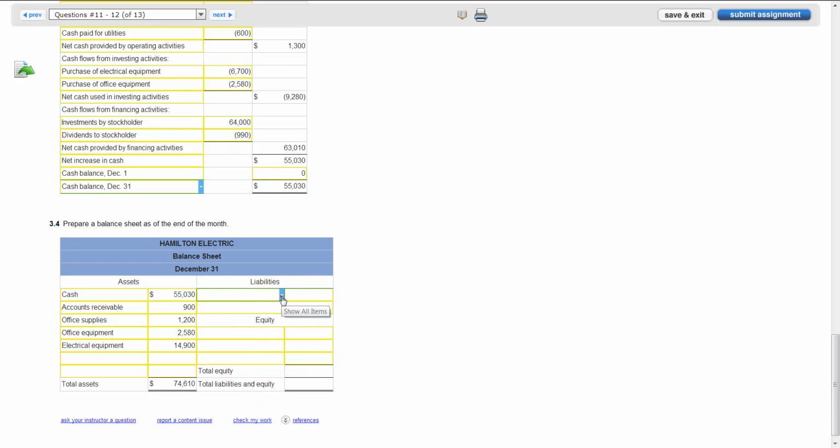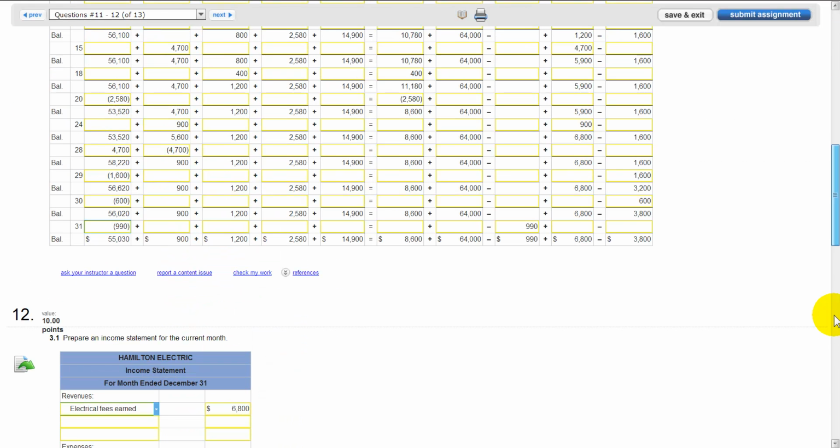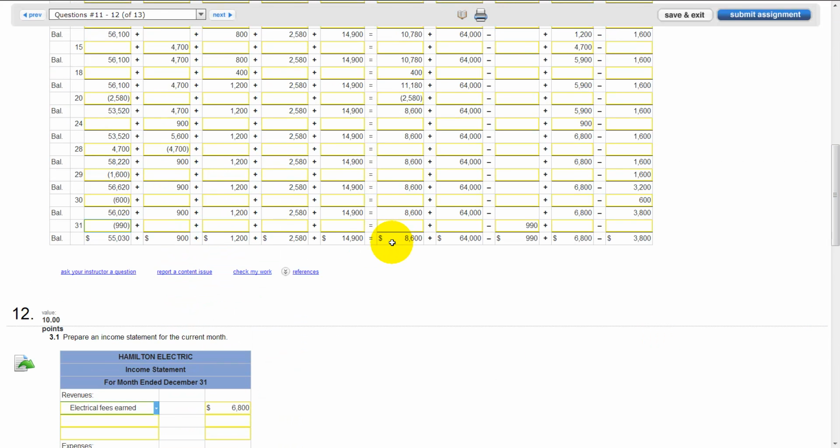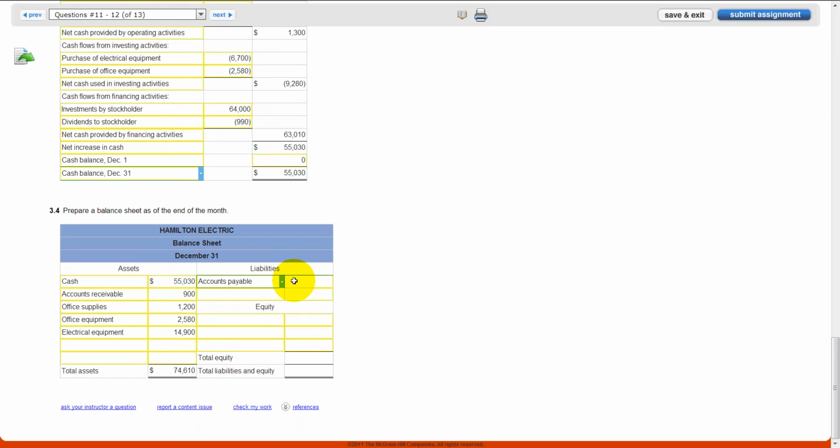And the only liability account we have is accounts payable. Whenever you see the word payable, that's probably an indicator the account is a liability type. So let me take a look at the total of the liability column. That's the first one right on the right side of the equal sign, $8,600. Okay, and then there's going to be two accounts under equity.